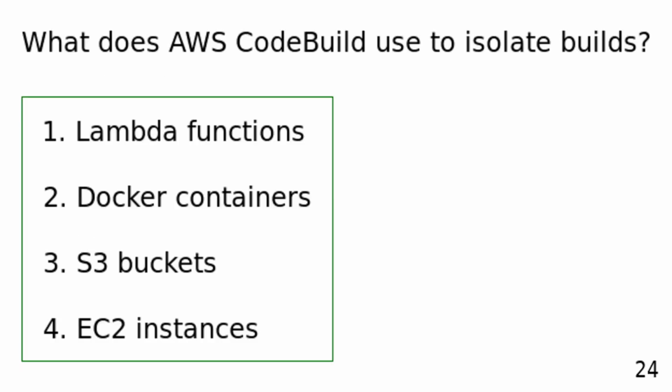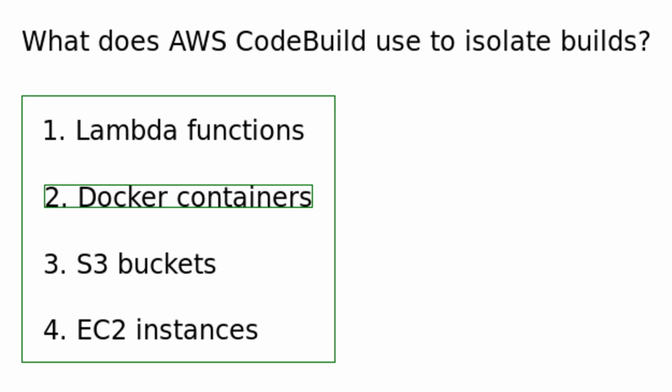What does AWS CodeBuild use to isolate builds? Lambda functions. Docker containers. S3 buckets. EC2 instances. AWS CodeBuild uses Docker containers to isolate builds, ensuring a consistent and clean environment.